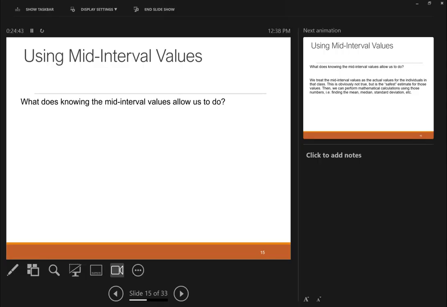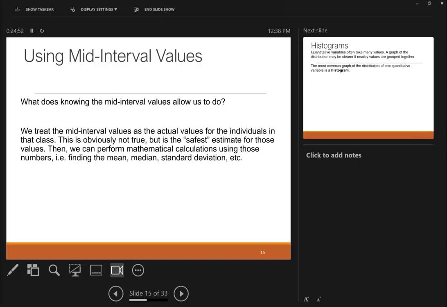So the mid-interval value, again, is a way to recover an approximation of the individual data. Now it's not the actual individual data, no one's saying that. It's just the best you can do if all you have is a grouped table.